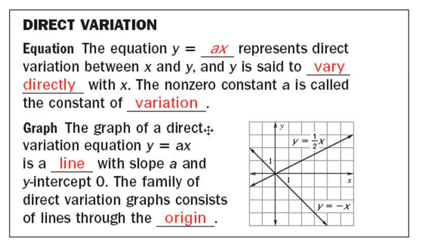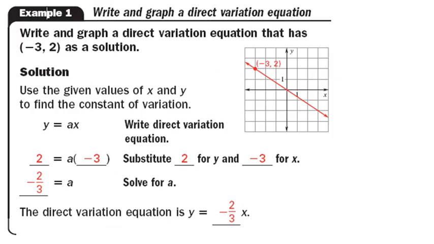They vary directly because you can just multiply whatever the x variable is by the constant of variation and get the y component. And the good thing about these lines, when I go to graph them, is they're all going to go through the origin. All right, typical of the homework problems right here: write and graph a direct variation equation that has (-3, 2) as a solution. So I know if it's direct variation, it's going through the origin. So the point (0, 0) is on the line, and they give me a second point.